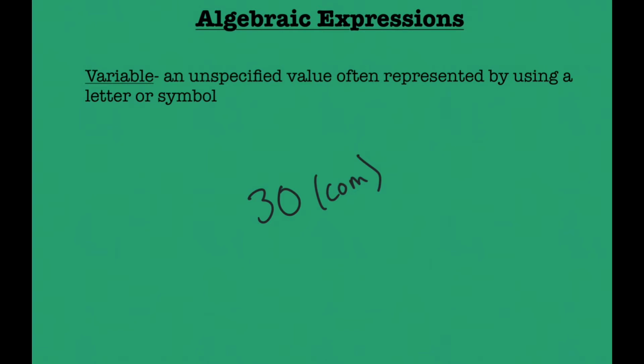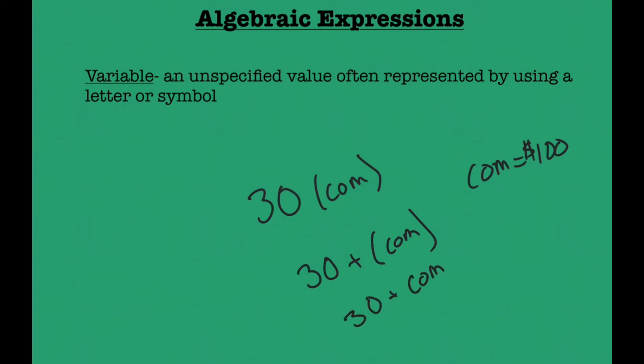So let's say I make $30 an hour and I sell a car and get a commission of 100. That commission can be translated to $100. So that hour I made 30 plus commission, which would be 30 plus 100. I made $130 that hour.